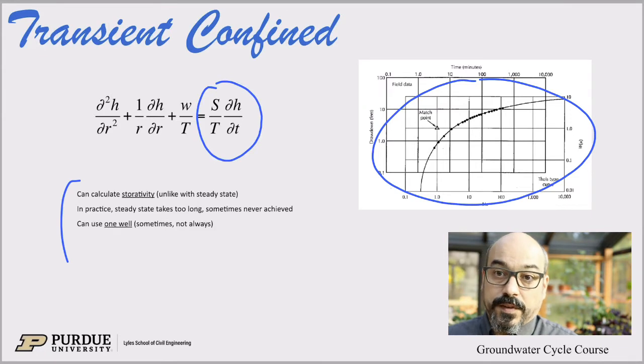In a confined aquifer, we can calculate storativity and not only hydraulic conductivity. Remember in the last module on the steady state equation, we showed that we could calculate hydraulic conductivity, but not storativity. Here, because storativity is on the right-hand side of this equation with the time variable showing up, now we can actually get to that S term that's here.